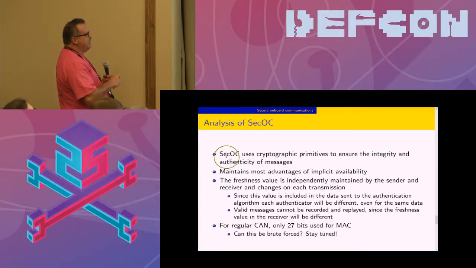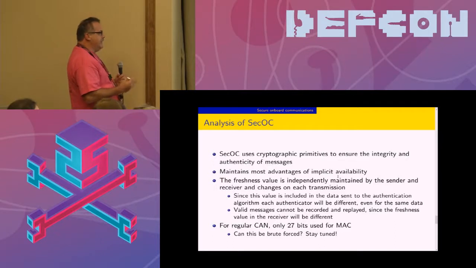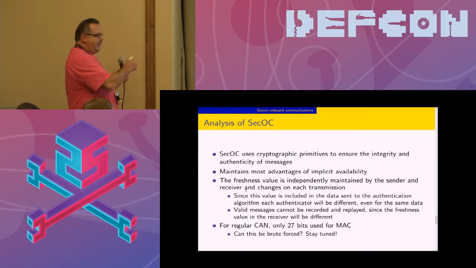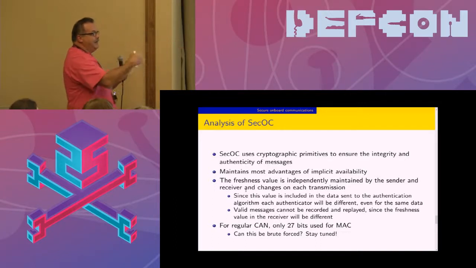some possible exploits. Of course, we already know we're using cryptographic primitives. Looks like we're going to keep our implicit availability as long as the receiver and the transmitter can keep track of these freshness values and authentication key, its private key. The freshness value is actually independently maintained by both the sender and receiver. So that means I send it out, I increment it, and on the other side, the other guy is going to expect it to be incremented, and I'm maintaining it.